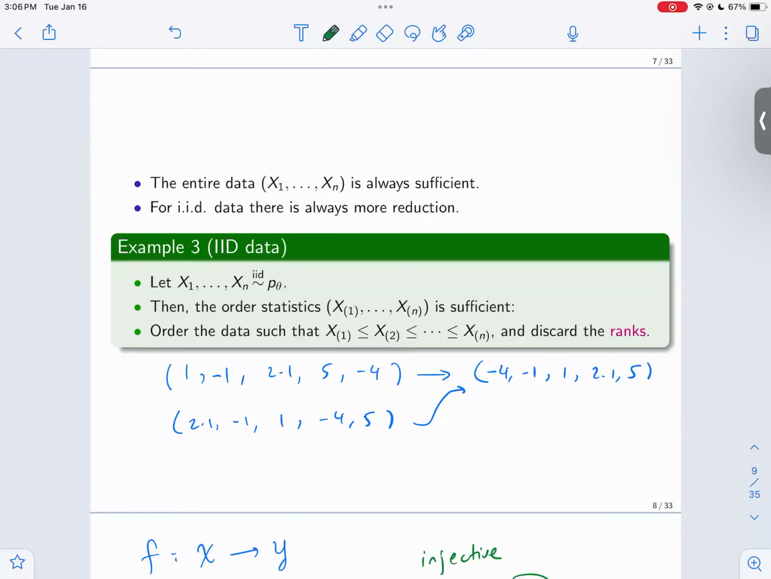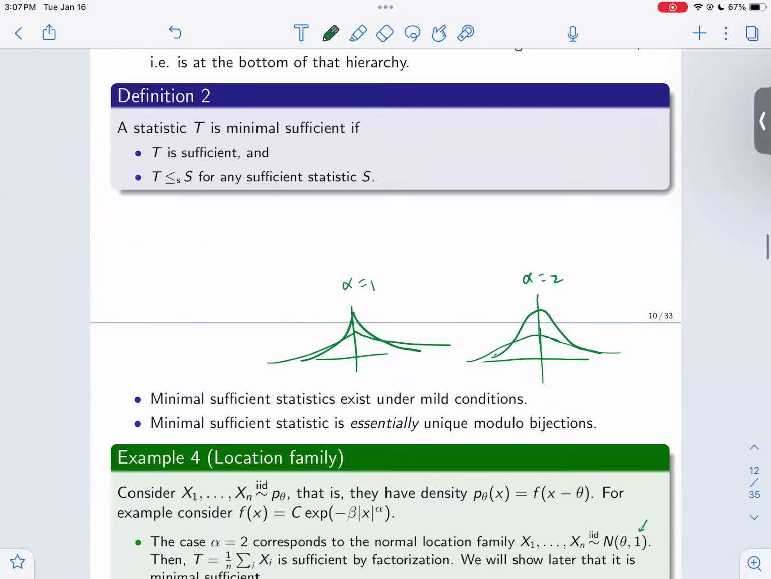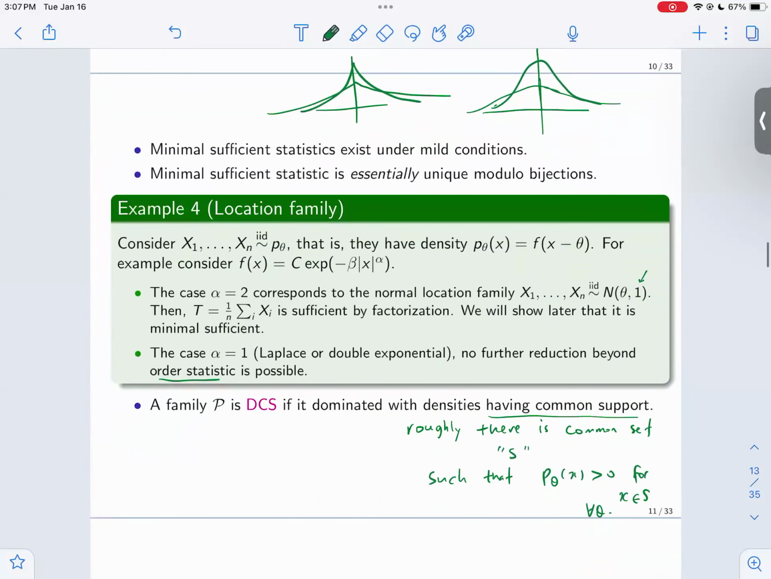Good. Okay, so let's move on to this. Yeah, so this is saying, because these are IID families, the order statistic has to be sufficient. This is saying that in this case it's also minimal. So there are cases where you don't have further reduction. Okay, that's that. Now, what do we do here?